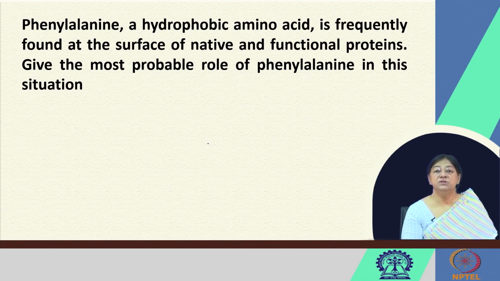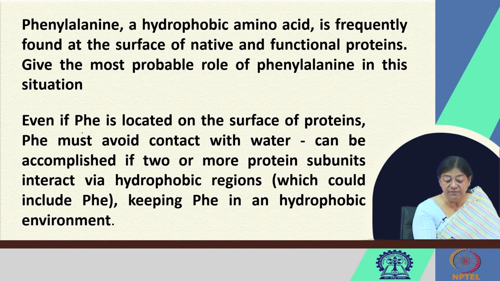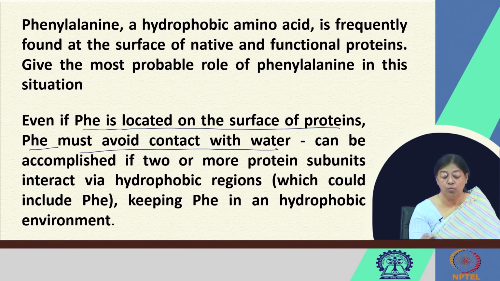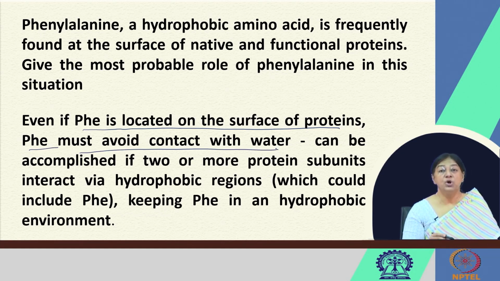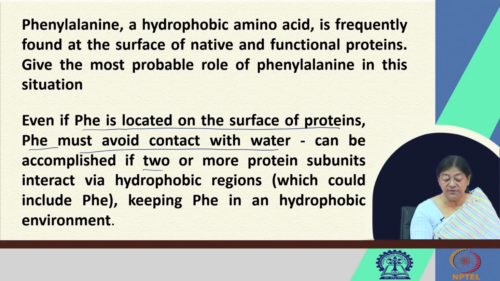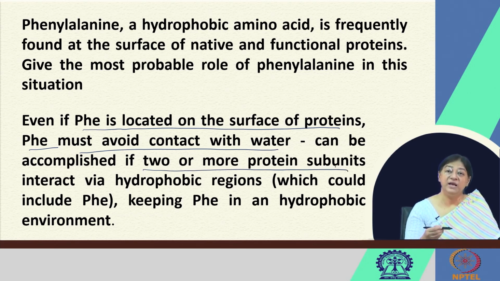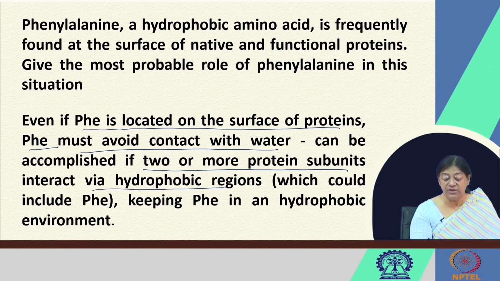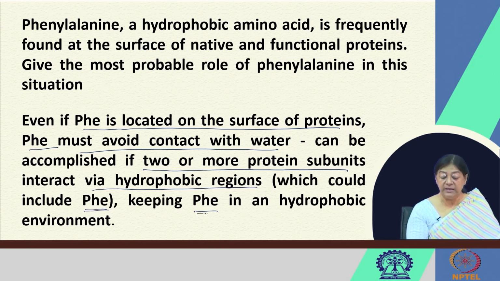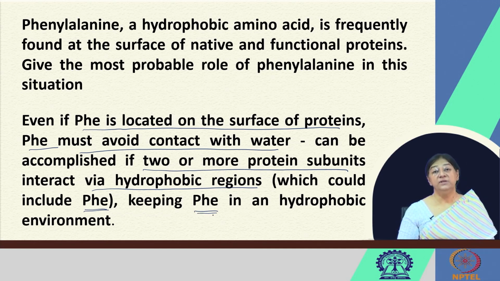Now, when we looked at the quaternary structure, we found out that there were different subunits that came together. So, in a case where we do see a large predominance of phenylalanine on the surface, it could so happen that even if phenylalanine is located on the surface of the protein, it should have to avoid contact with water. Why? Because it is hydrophobic in nature. So, how can this be achieved? This can be achieved if two or more protein subunits that have phenylalanine on the surface interact via hydrophobic regions, which could include this phenylalanine, thus keeping phenylalanine in a hydrophobic environment and allowing the association of the specific subunits.